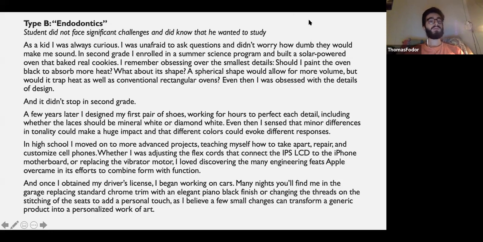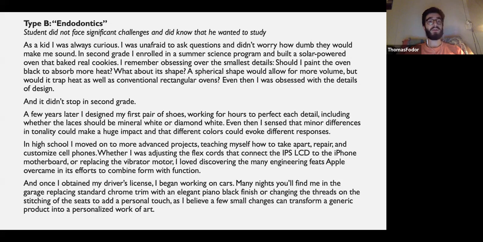As a kid, I was always curious. I was unafraid to ask questions and didn't worry how dumb they would make me sound. In second grade, I enrolled in a summer science program and built a solar-powered oven that baked real cookies. I remember obsessing over the smallest details. Should I paint the oven black to absorb more heat? What about its shape? A spherical shape would allow for more volume, but would it trap heat as well as conventional rectangular ovens? Even then, I was obsessed with the details of design.